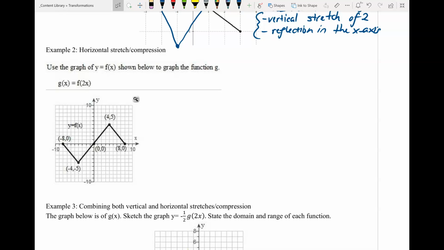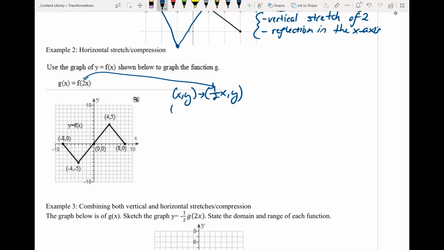Example 2: use the graph y equals f of x shown to graph f of 2x. Now we're looking at a horizontal stretch or compression. The original point (x, y) is going to be changed to (a half x, y). Be careful, you don't just take the 2 and plop it in there. You have to do the reciprocal of that, which is 1 over 2. That is a major thing to remember. A lot of people forget that. It's not the same as a vertical stretch or compression, so be careful.